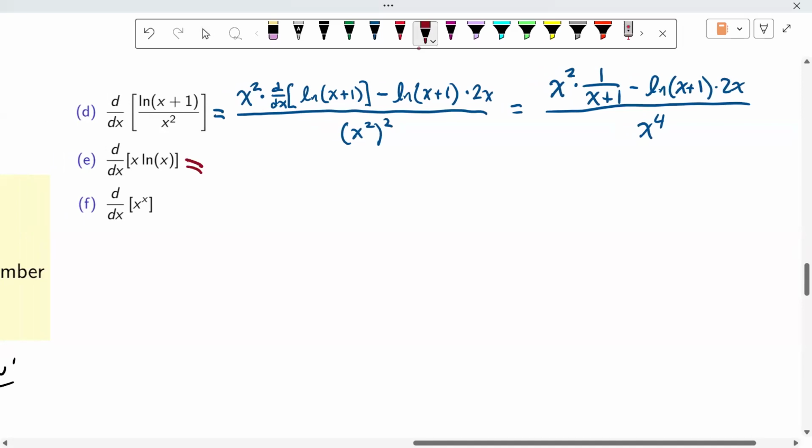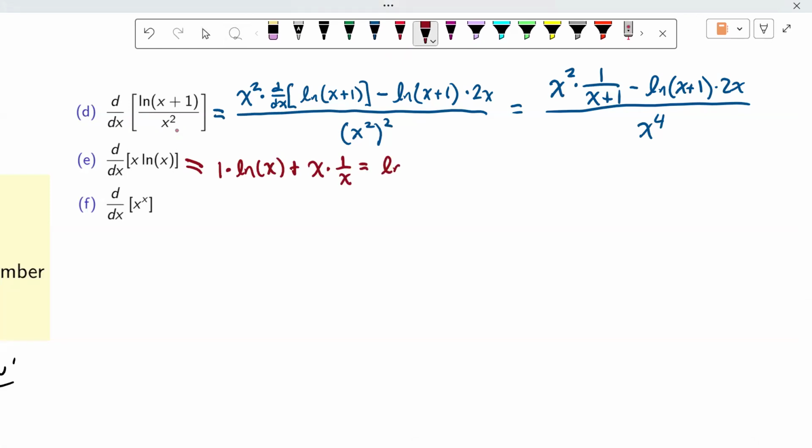Now, anyone have any ideas on how we approach part E? Yeah, the product rule makes sense. So I'll do the derivative of x, which is 1, times natural log of x, plus x times, well, what's the derivative of ln of x? 1 over x. So this simplifies a lot. Just ln of x plus 1. That's not so bad.